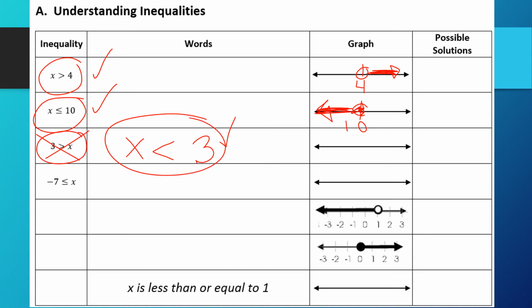Okay, so to graph x is less than 3, I'm going to put a 3, an open circle. It's not equal to, so I leave it open. And then that is pointing to the left, less than, so the numbers less than 3 are to the left.